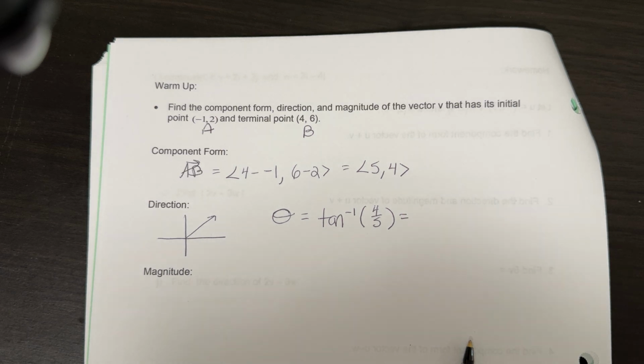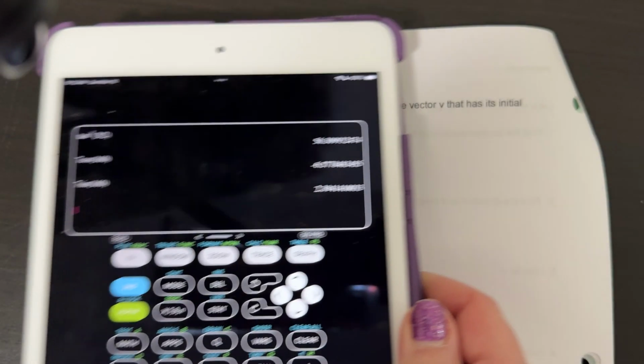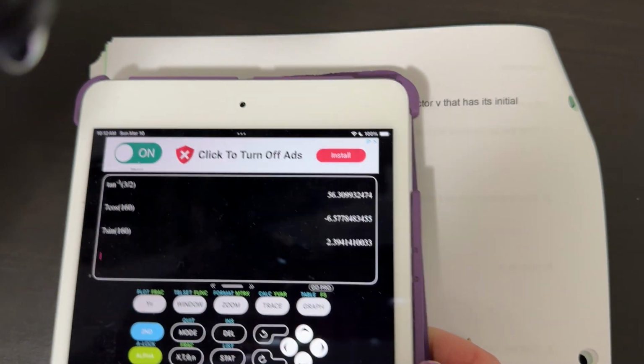let me figure out how to get a calculator. Okay, we're just going to do it this way. Whoops, sorry about that.